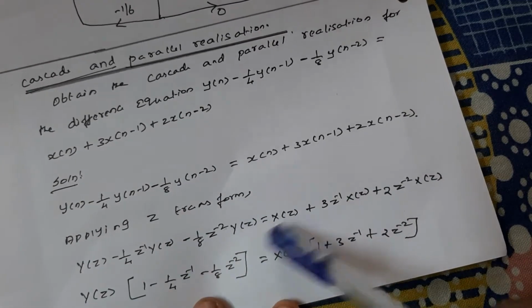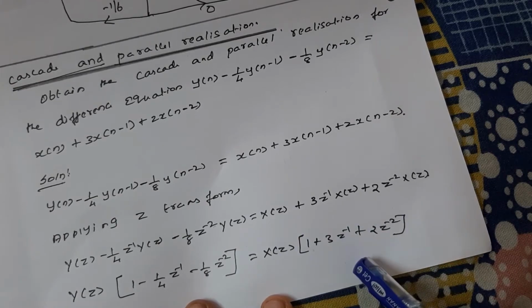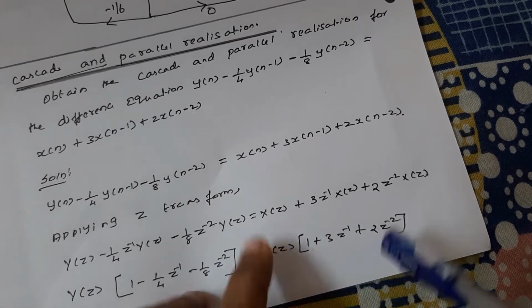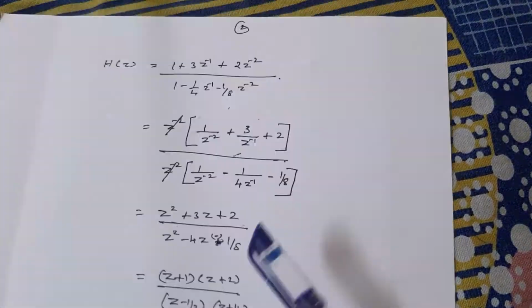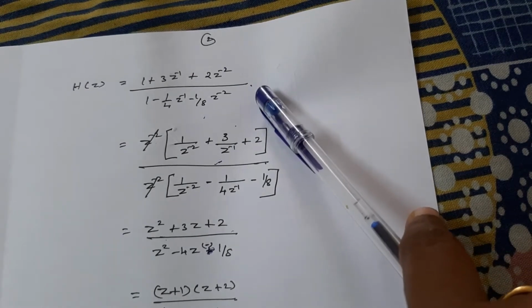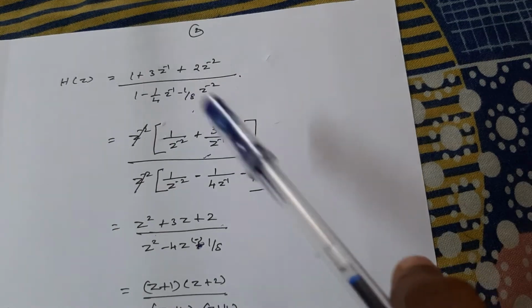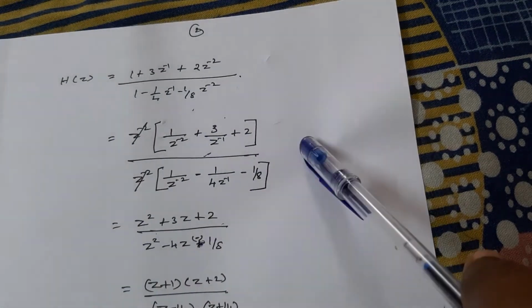So from this term take y of Z as common. From this term take x of Z as common. So if you want to find h of Z, what is h of Z? Y of Z by x of Z. So after finding h of Z, we will get the value in this form. The formula h of Z we will get. So now if we want to find the cascade series, the value must be in the form h1 of Z into h2 of Z.